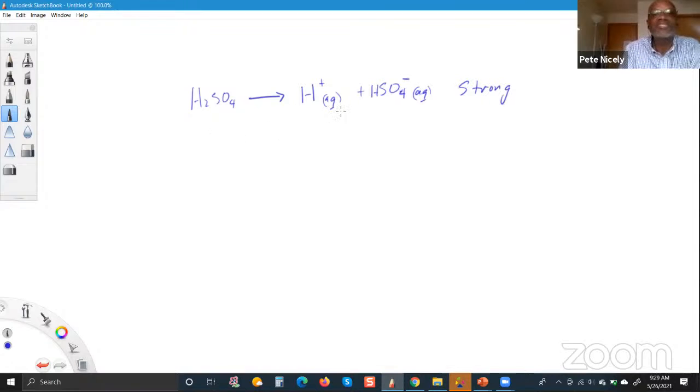However, the second dissociation, so this here, we're going to write down here, start off with here. And then when that loses a hydrogen ion, you're going to end up with SO4 2 minus aqueous. And it turns out that this is a weak dissociation. So in actual fact, you should have 2 arrows pointing in the opposite direction. So 1 arrow pointing this way, the other arrow pointing that way, all right?